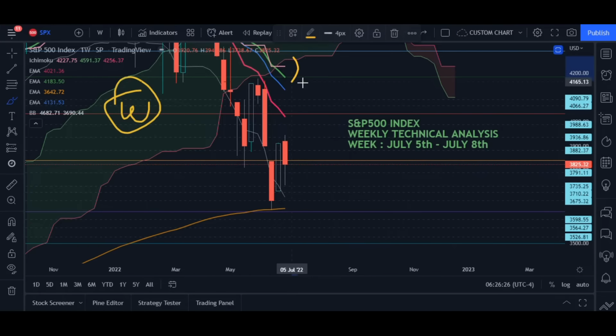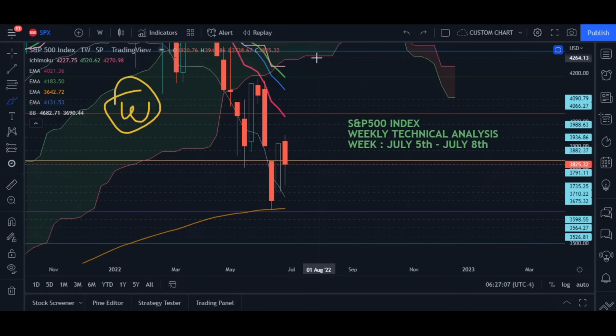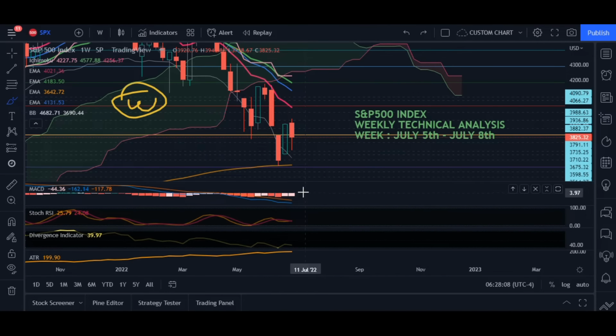Then comes the moving averages. There is a clear fan out in the moving averages. Secondly, the market is trading below the moving averages. This means that the market is bearish through the moving averages. Then comes the Ichimoku cloud. If you see that the market is trading below the Ichimoku cloud, this means that the market is bearish through the Ichimoku cloud. Now comes some other technical indicators.